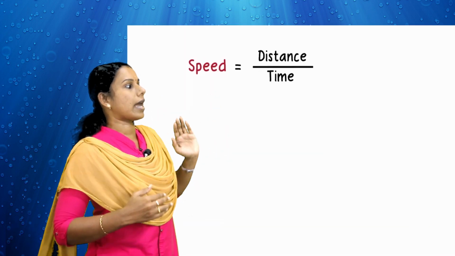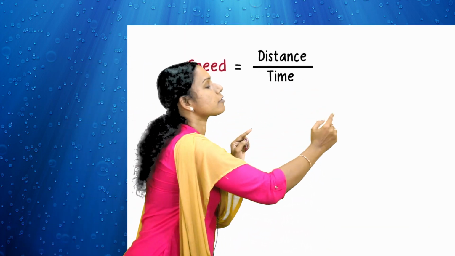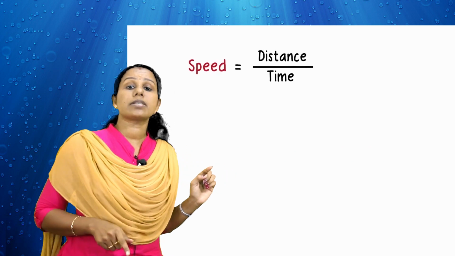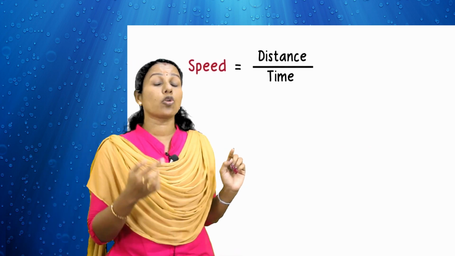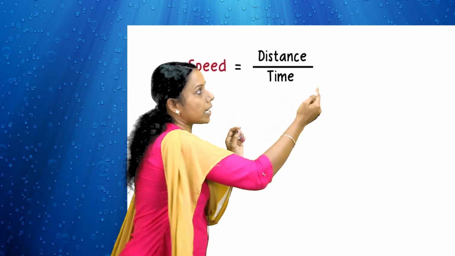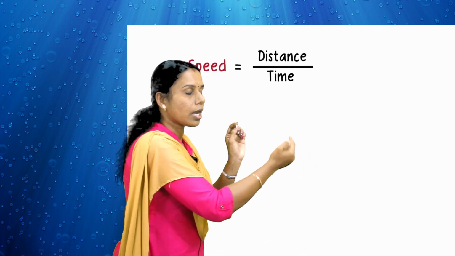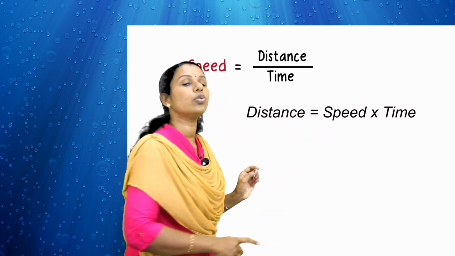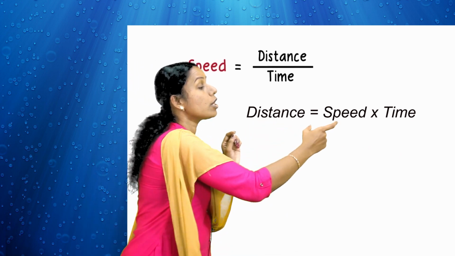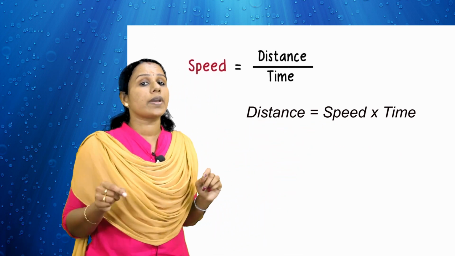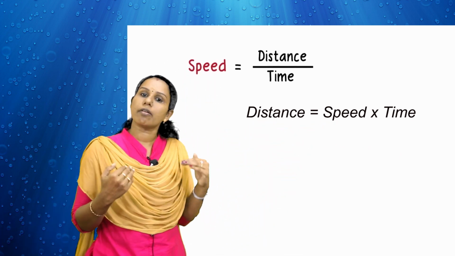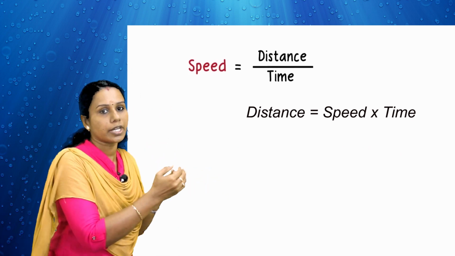So we have seen that speed is equal to distance by time. Sometimes the speed and time may be given, and you have to find the distance. How can we obtain the formula for distance from this equation? Distance is equal to speed into time. Distance is equal to speed into time. This equation may also be used in our problems when we are solving numericals.